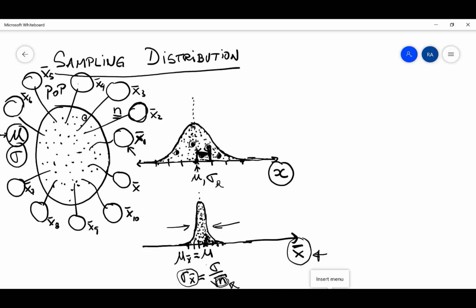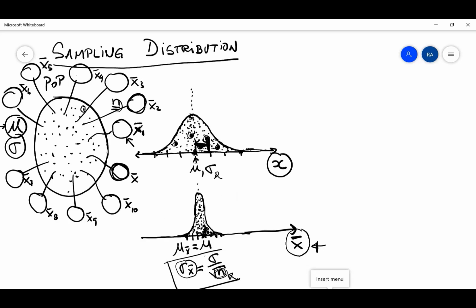Remember that points in that distribution represent individual items, but points in this other distribution represent samples of size n. All points in this distribution represent samples of the same size.